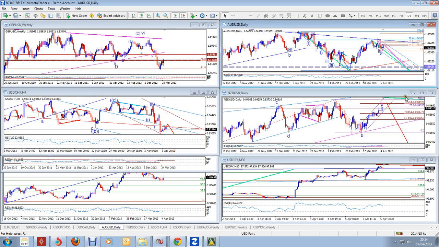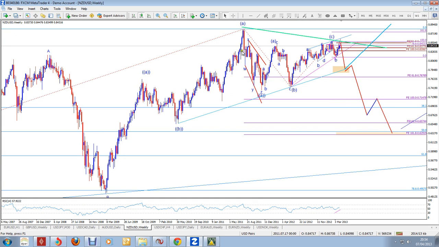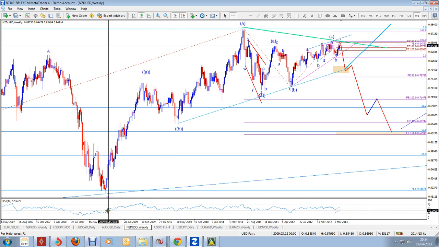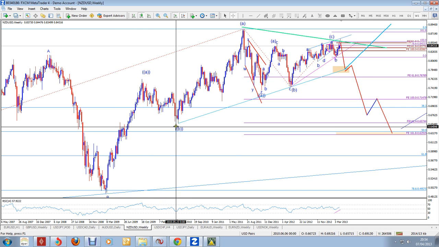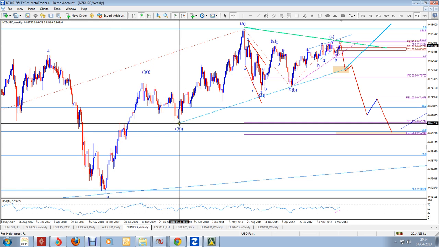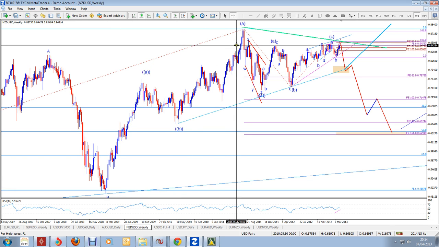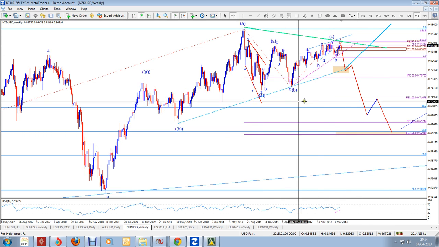And the same situation can be observed from the New Zealand dollar. The New Zealand dollar is a little bit stronger than the Aussie dollar, so that one has come up from the low here in 2009. It's done what appears to be wave A, wave B and wave C, or it could be A, B, and then we've got A, B and C, and this one is a part of a triangle.